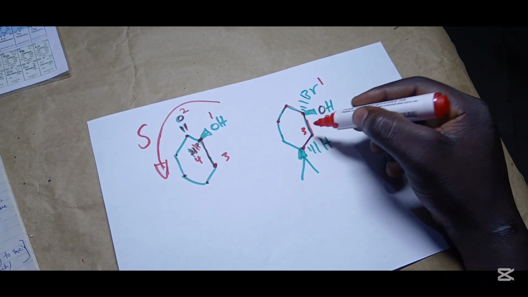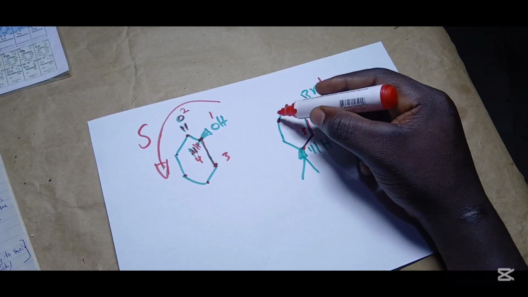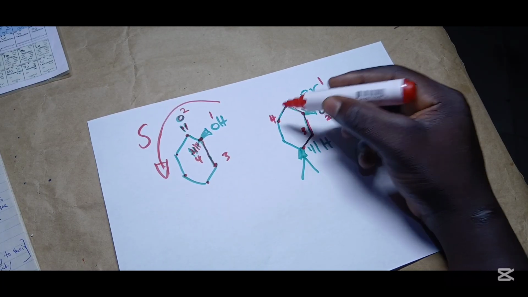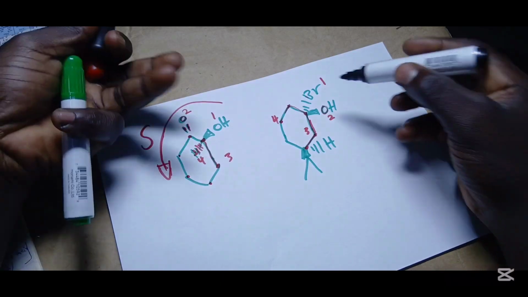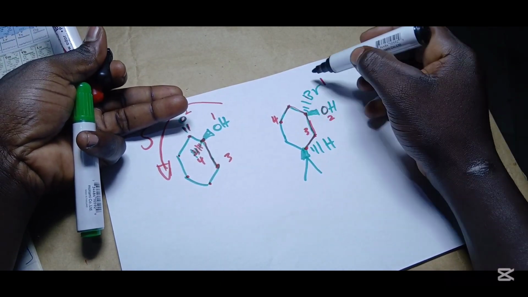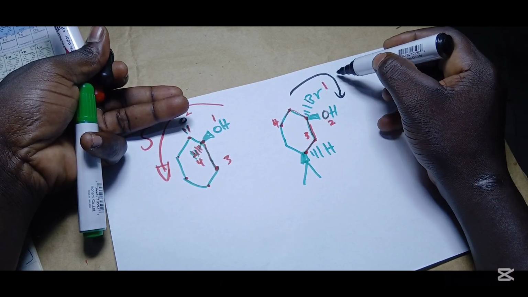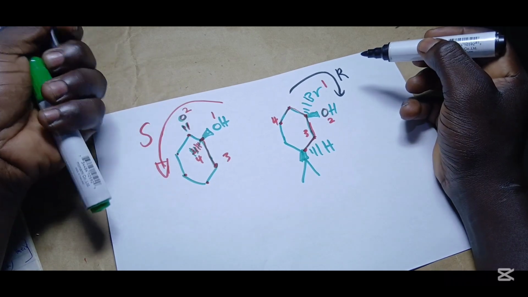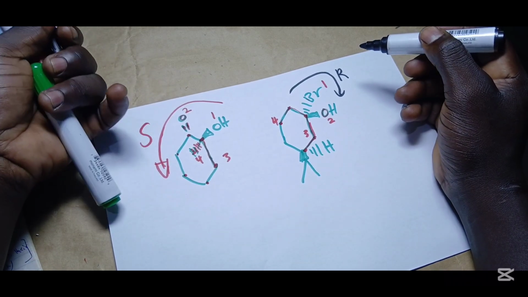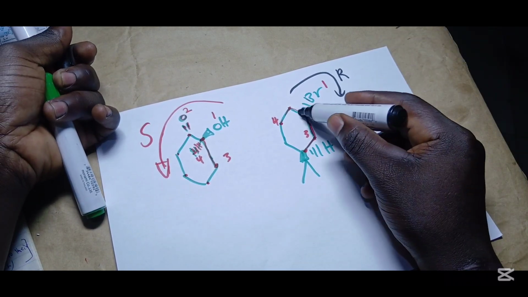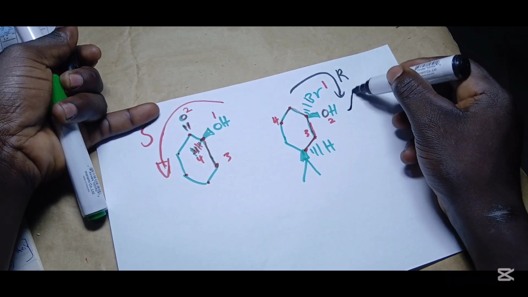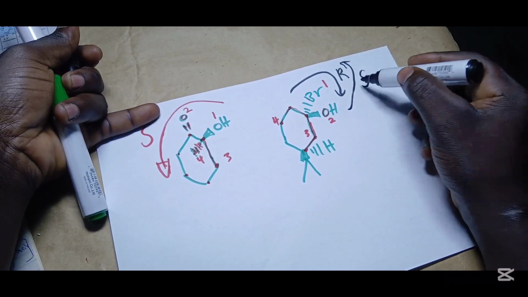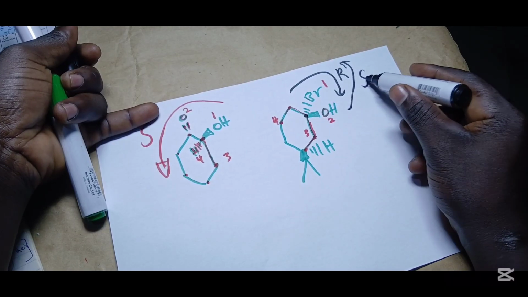So this side of the chain will be our priority number 3, and definitely this side will be our priority number 4. And now let's see the trend of the priority from 1, 2, 3. So it's going clockwise, right? It's an R configuration, right? But we have to check our least priority group. Is it on the dash wedges? This is our least priority group. It is not on the dash wedges. So definitely we have to turn the configuration. So this chiral carbon here has an S configuration.